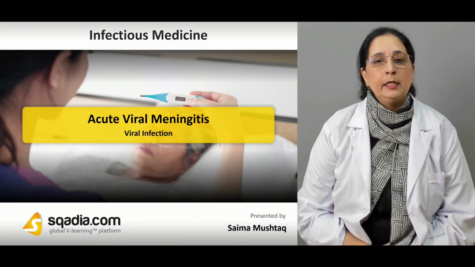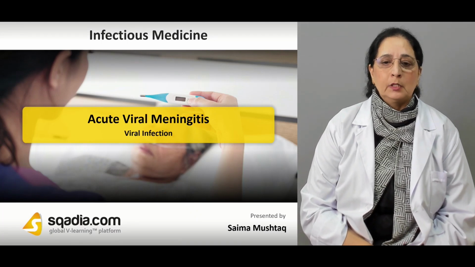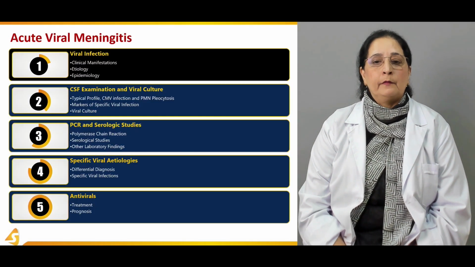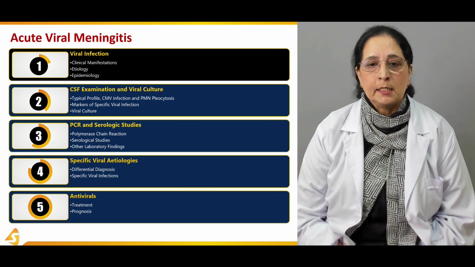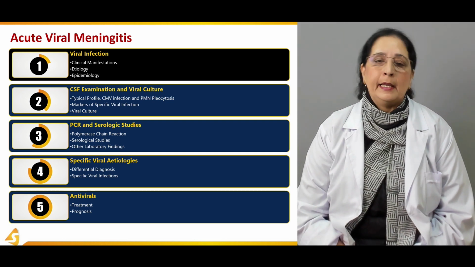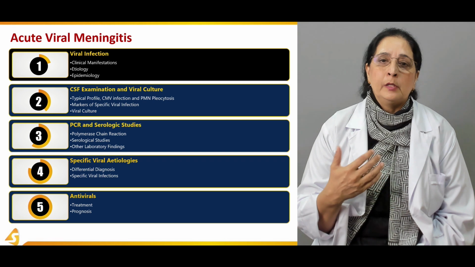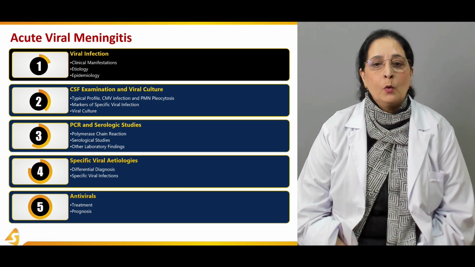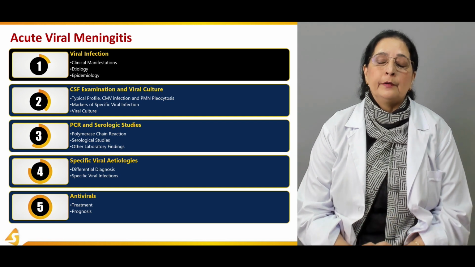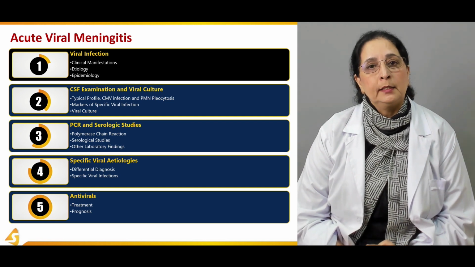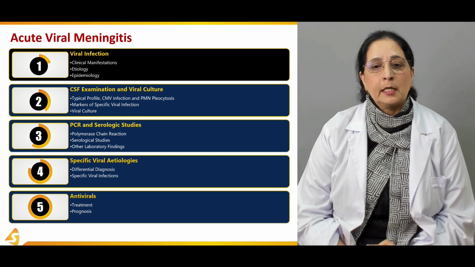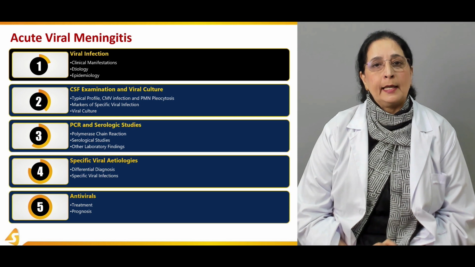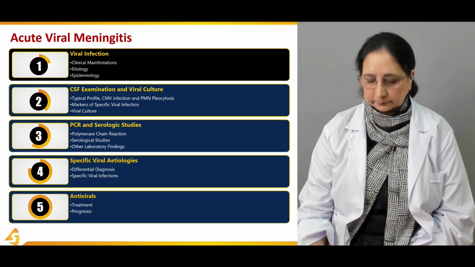Let's start with the topic, which is acute viral meningitis. In the first section of our topic, we will discuss the clinical manifestations, how the patient with viral meningitis will present. What's the etiology? What are different causes associated with viral meningitis? And also we will talk about the epidemiology of viral meningitis.